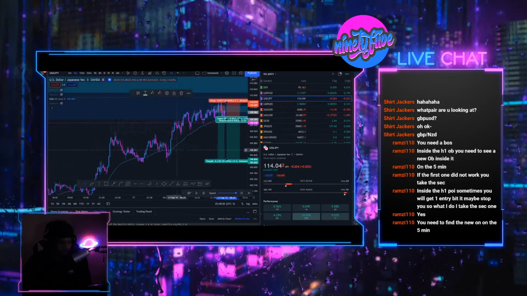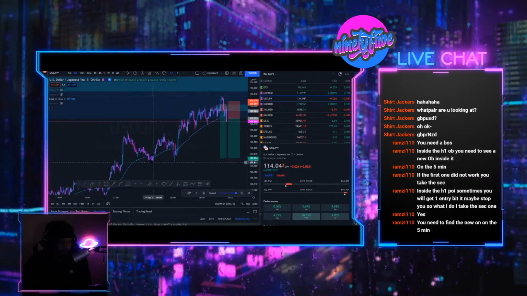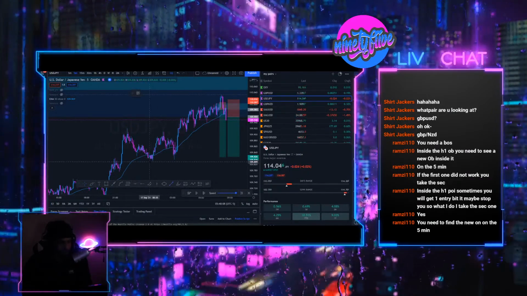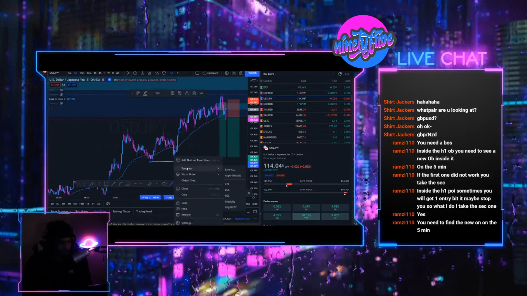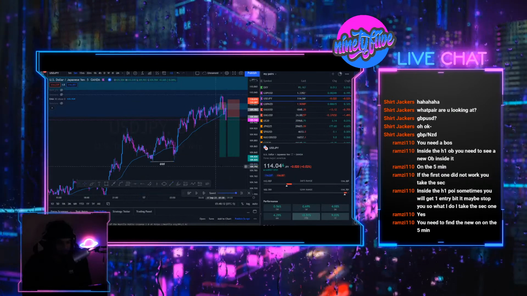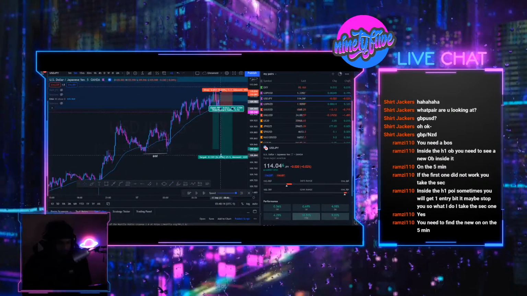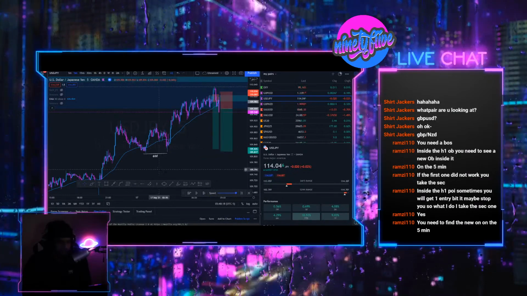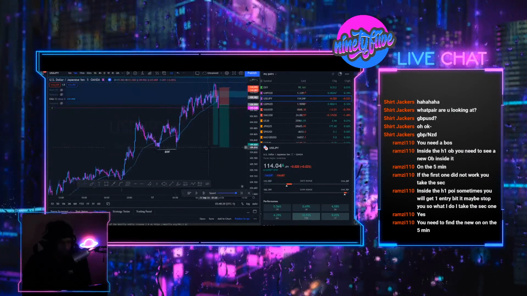That's like a 2.5 if you target that low. It's definitely liquidity sitting here, so you can target the liquidity if you want. Or something like that. That's still not even a 1 to 3. Not the cleanest trade.